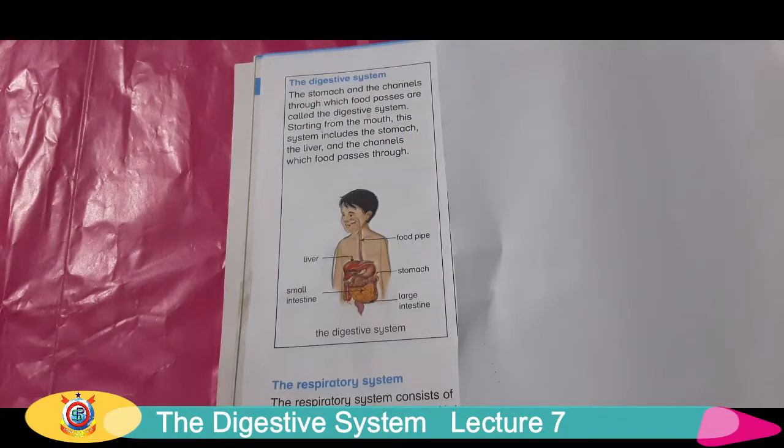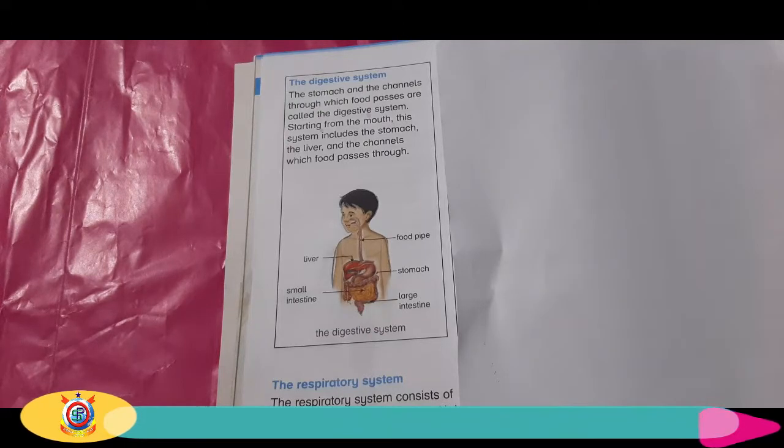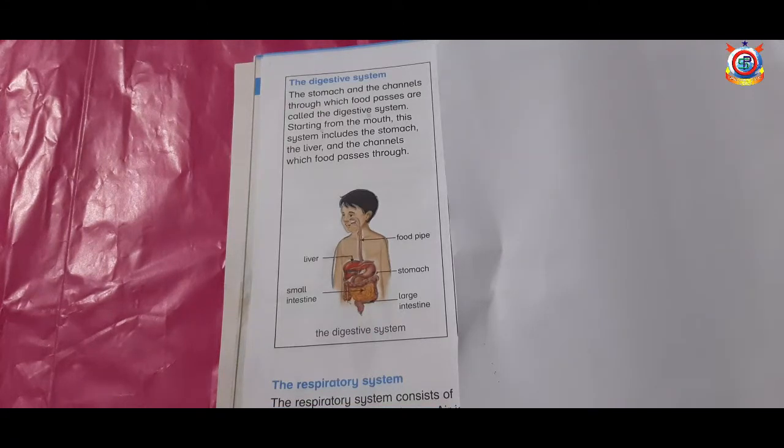First we will revise our previous lecture, the digestive system. Students, what had we read about the digestive system? We read that the digestive system is a system in which digestion of food occurs. Then we read about digestion, that digestion is a process in which food molecules are broken down into small pieces. Then we read that the digestive system consists of mouth, food pipe, stomach, liver, small intestine and large intestine. Okay students, now come to today's lecture.